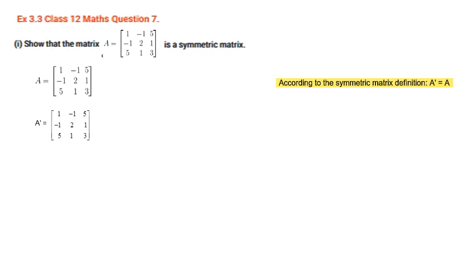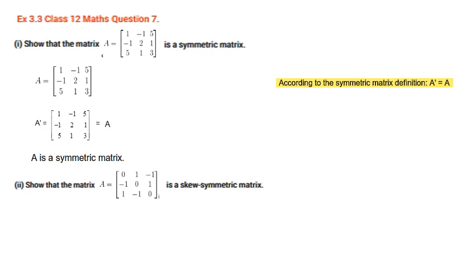Then we will go for its transpose. 1 minus 1 5 will come, here it is in row, will change here as the column. Minus 1 2 1 will change here as the column, and 5 1 3 will change here as the column. So A and A transpose is written. And when you analyze A and A transpose, we can come to the conclusion that both are equal, same elements. So since A transpose is equal to A, we can say that A is a symmetric matrix.